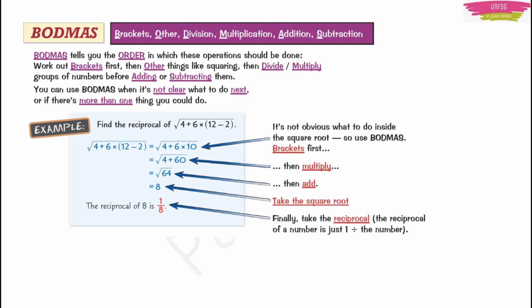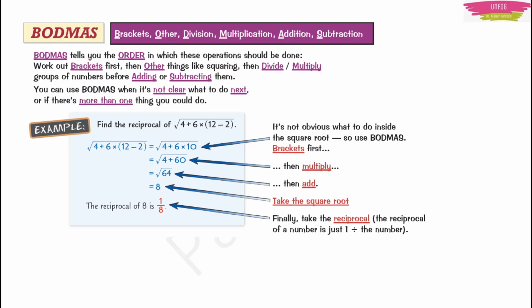For example, if a question is like this: find the reciprocal of the square root of 4 plus 6 into within brackets 12 minus 2. Here what do you do? First you remove the brackets. To remove the brackets, you have to do the operation between 12 and 2. It is subtraction. 12 minus 2 is 10. Now you write 10 and remove the brackets.